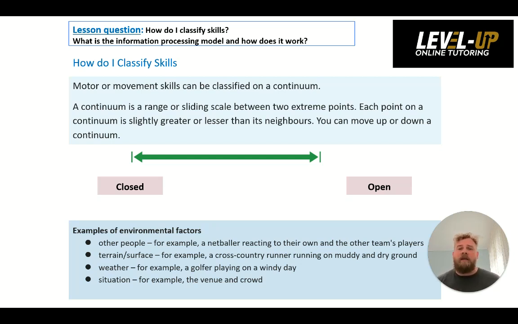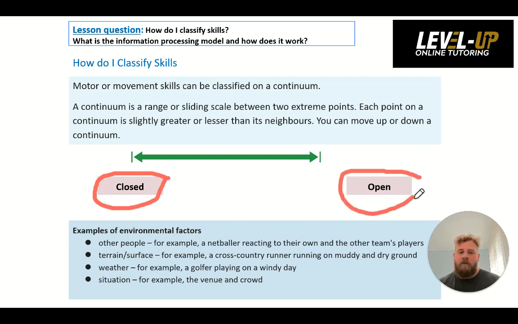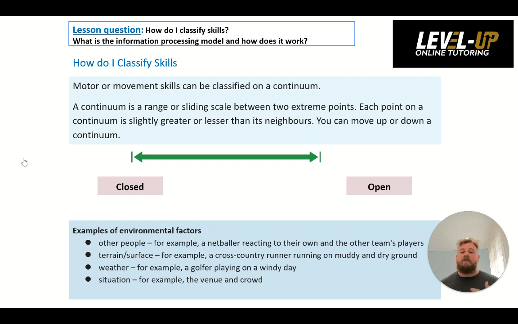Motor or movement skills can be classified on a continuum. A continuum is a range or sliding scale between two extreme points. Each point on a continuum is slightly greater or lesser than its neighbors. You can move up or down the continuum. As you can see on this continuum, we're starting with closed skills and then finishing with open skills. So a variety of different skills, whether it be in different sports or even in the same sport, will find themselves on different levels throughout the continuum.